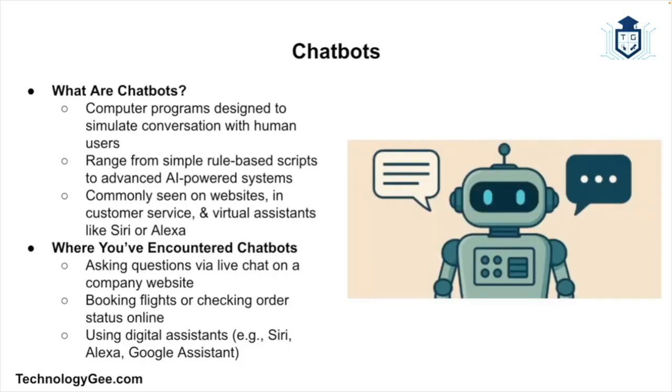So now let's go ahead and shift gears and look at how NLP powers one of the most visible and fun applications, and that is chatbots. You've probably chatted with a bot if you've ever asked a question on a company website, tried to book a flight online, or used a digital assistant like Siri or Alexa. So exactly what is a chatbot? Well, a chatbot is a computer program designed to simulate conversation with human users. Some are simple and rule-based, while others like ChatGPT are advanced and use deep learning.